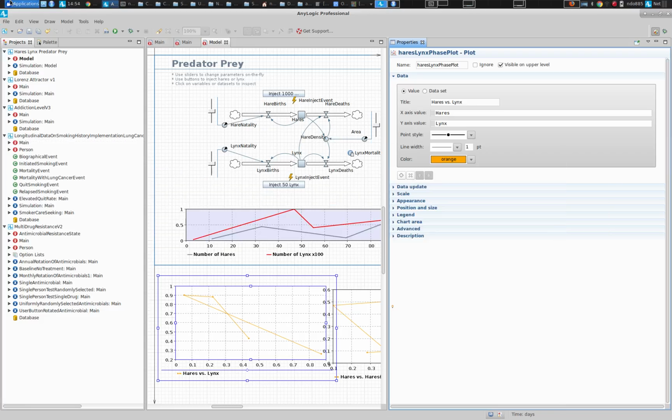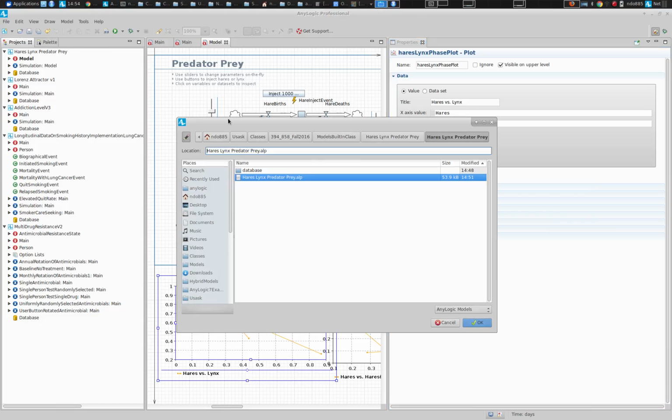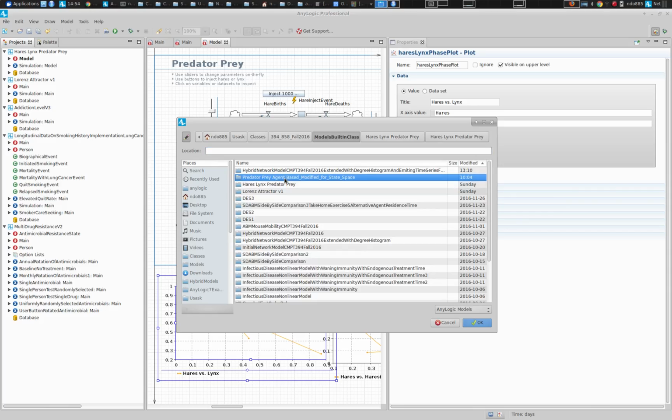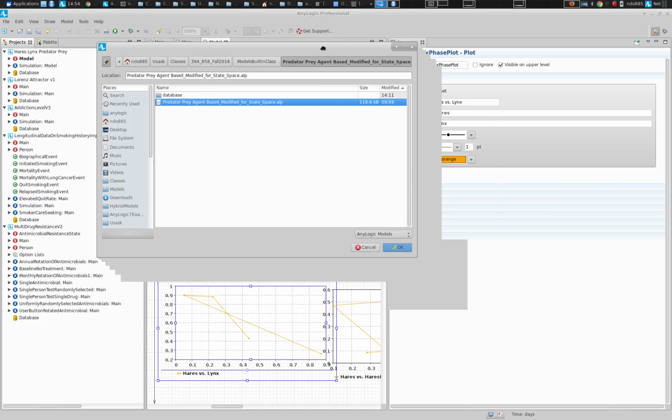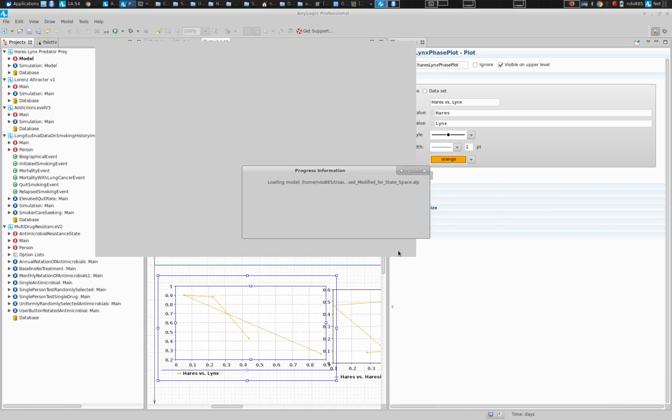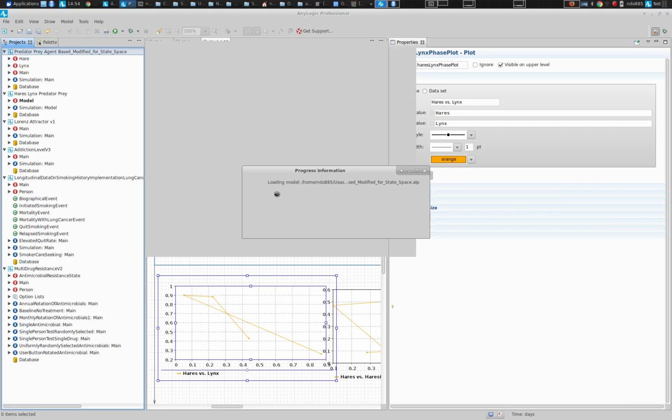Next, I'd like you to go to another model that I'd like you to open. This model will be a predator-prey model as well, but it will be an agent-based one. So it's called predator-prey agent-based modified for state space, okay? I'm glad it didn't say that name was too long. So you can go open that model up.